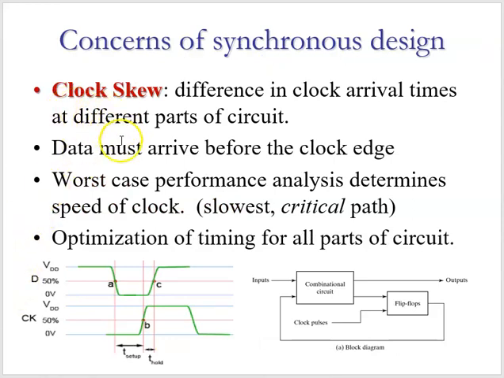A concern of synchronous design is clock skew, a difference in when the clock arrives at different parts of the circuit. We want all the signals to change at the same time. Ideally, that discrete time happens at the same time in all the different memory elements in our circuit. The data that we're storing in this flip-flop must arrive before the clock edge. What we see here is a signal D. D is at the input to this flip-flop, and it's going from a high voltage, transitioning to a low voltage, then transitioning high again.